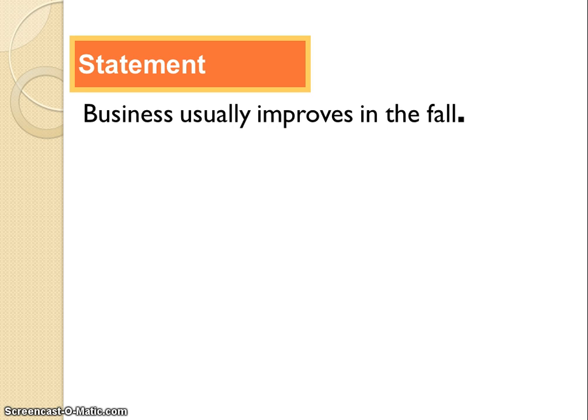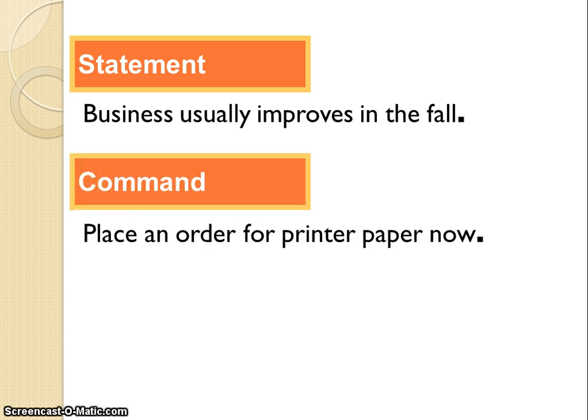A statement is we're simply saying something or stating something. Business usually improves in the fall. A command, usually the subject is the implied you. So, place an order for printer paper now. So we're actually saying you place an order for printer paper now. Use a period to end those kinds of sentences.